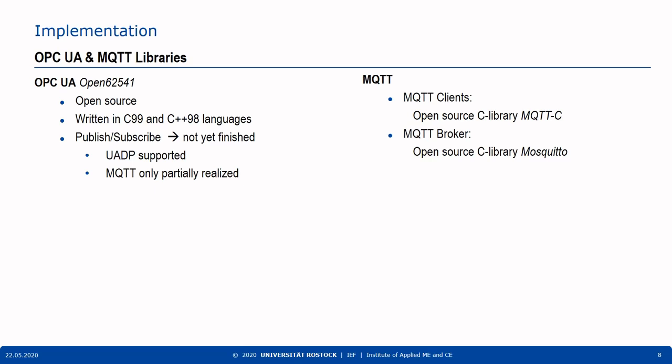On the other hand, we have the MQTT libraries. So here we used two libraries. We used the MQTT C library for the clients, so for the subscription and publishing functionality. And we used the Mosquitto library, which is part of the Eclipse community, for the broker. So we do not touch the broker, we just used the existing Mosquitto broker.